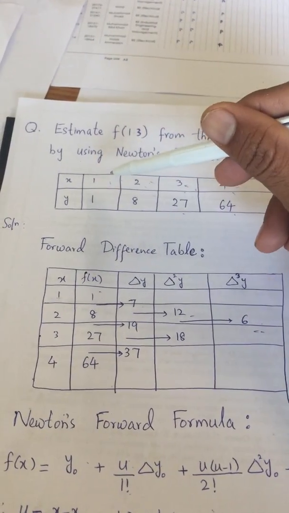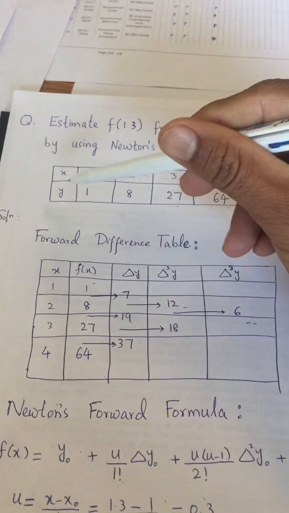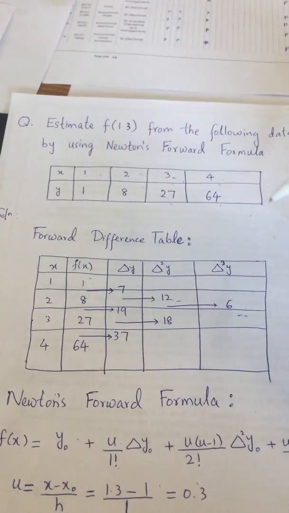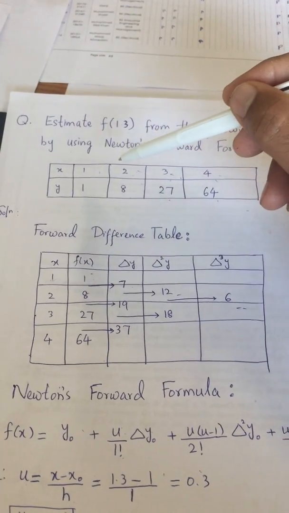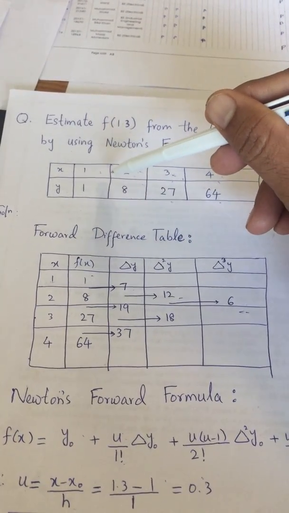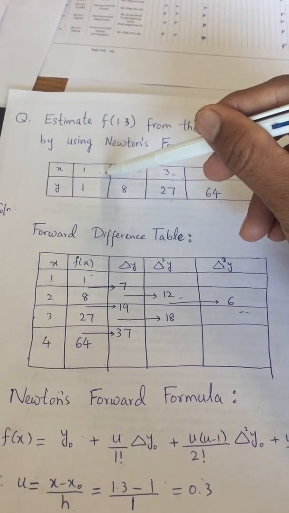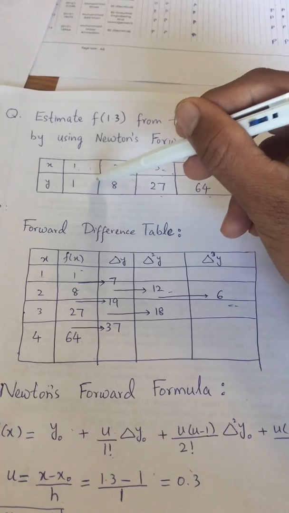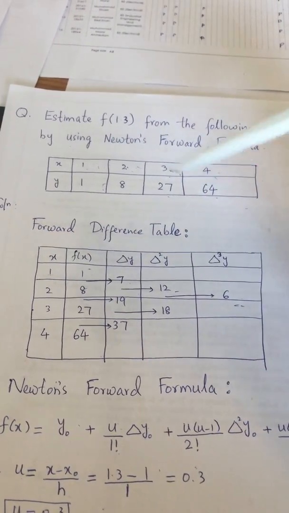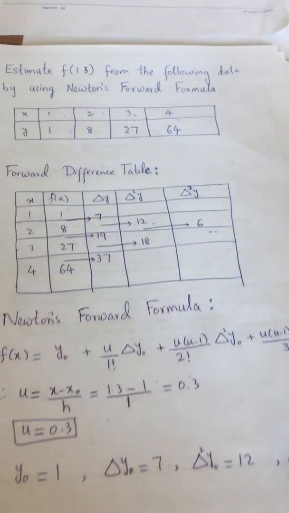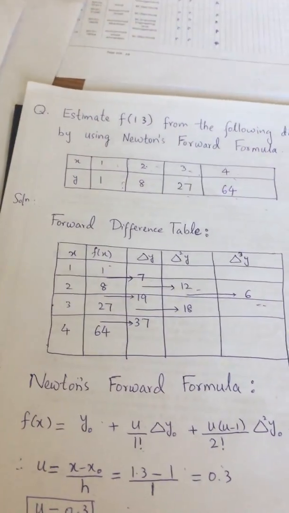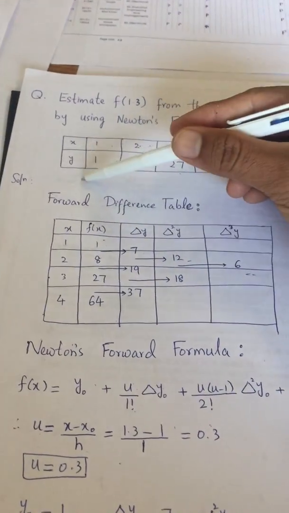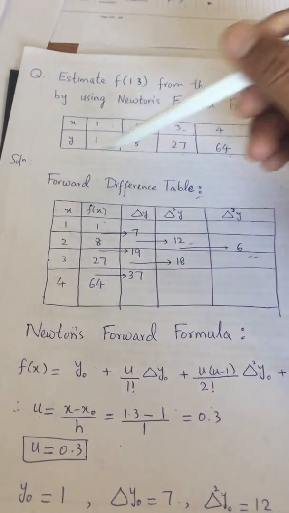Now we have data x and y. In x we have 4 values 1, 2, 3, 4, and for y, 1, 8, 27, 64. Now we have to find y at 1.3, between 1 and 2, right? This is the missing value here. For calculating the value of y, first we draw a table, that is a forward difference table.